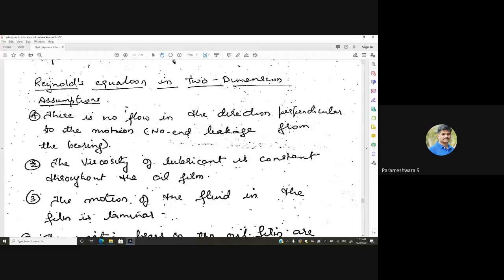Professor D. Reynolds was inspired to apply the laws of hydrodynamics to explain the results obtained through Tower's experiment. In his classical work presented in the year 1886, look at the year 1886, it's been more than 100 years since this equation was derived. Still, it holds good, and it has been the starting point for many later investigations of lubrication. Reynolds made the following significant contributions.